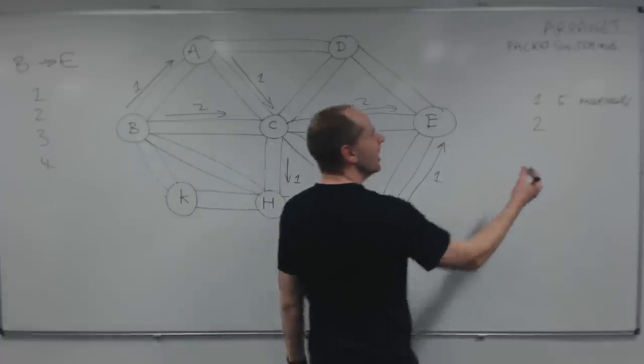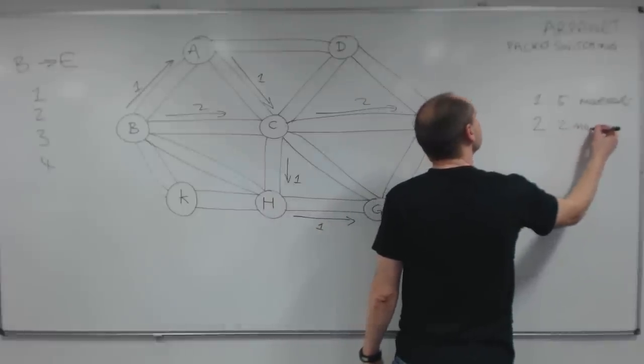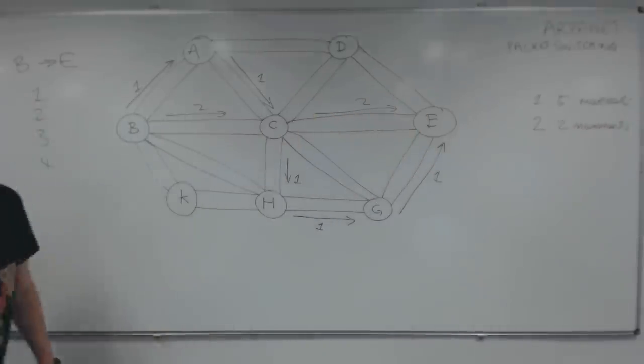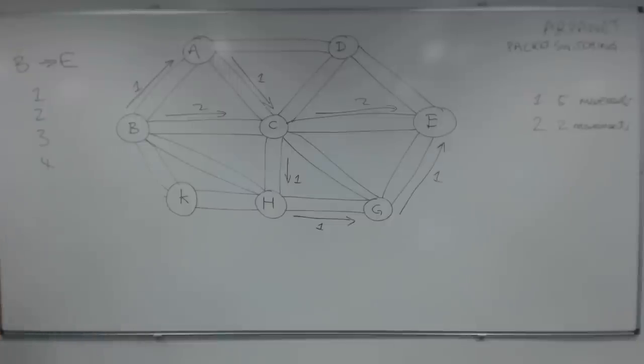2. Right. Can anyone see a potential problem with this method of sending data? Get out of order. Pardon? Get out of order. Excellent. That is the big problem with packet switching. Get it out of order. Packet 2 will arrive before packet 5.